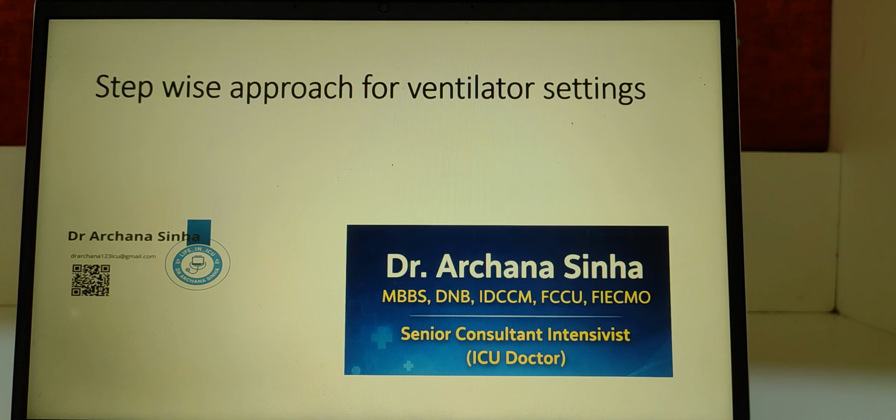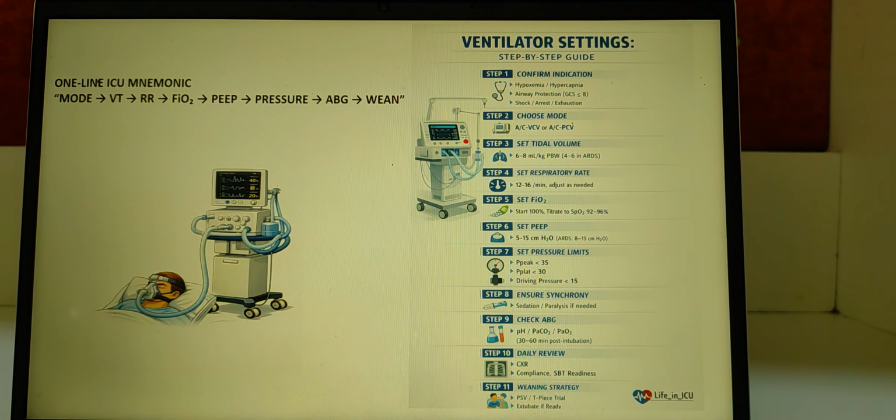So today we learn about the stepwise approach of the ventilator settings. So how do we set the ventilator? First we have to decide the indication of the ventilator, then the mode of the ventilator, then we'll set the tidal volume. One by one, what all we set, we see in the successive slides.